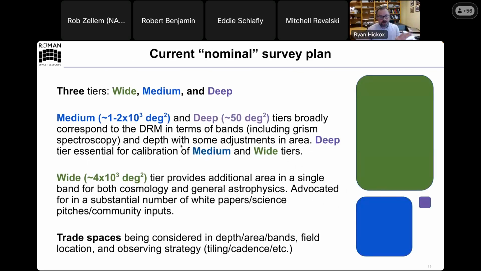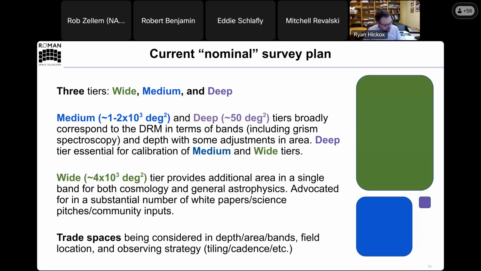So that brings us to where we're at in terms of the nominal survey plan that we are considering at the moment. One way to think about this is that we now have, rather than just a wide area and a deep area, three tiers: a medium, a deep, and a wide. The medium and deep tiers broadly correspond to the design reference mission in terms of bands and in terms of depth, with some adjustments in the area, making the medium tier a bit smaller, potentially, making the deep tier a bit larger, and pointing out again that the deep tier is essential for the calibration of the medium and wide tiers. This is not to scale or anything. This is just to demonstrate the fact that we have these three different tiers.